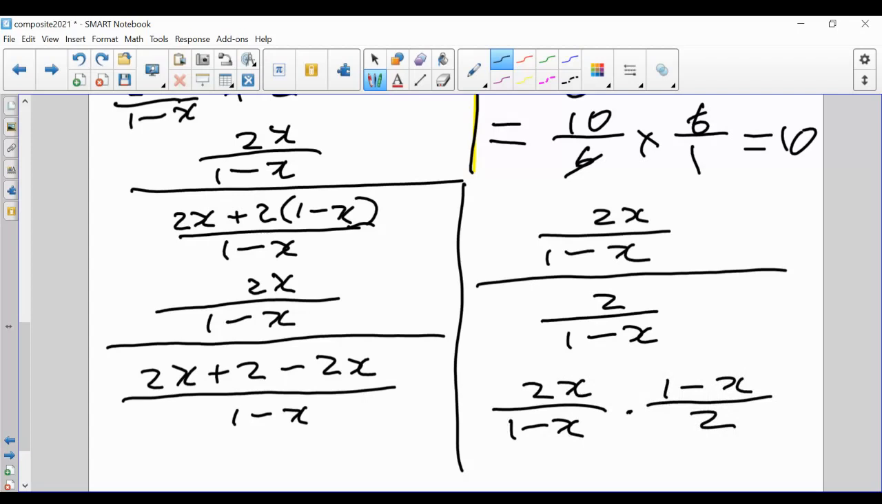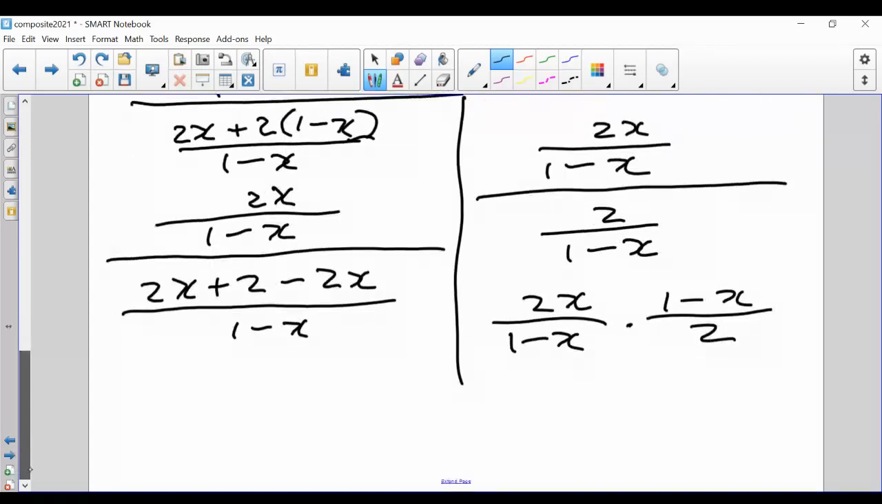Okay? The 1 minus x's will clearly cancel each other out. I'm left with 2x over 2, which is x. Okay? So that's really what this is all about. That is simply showing you that regardless, and I'm not going to do it the other way around, it will work out to be the same thing.